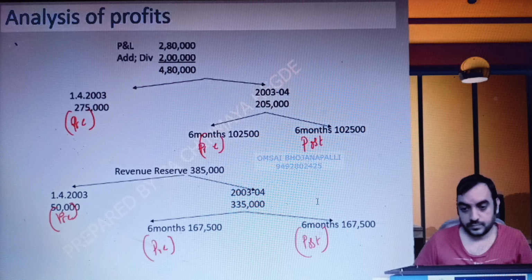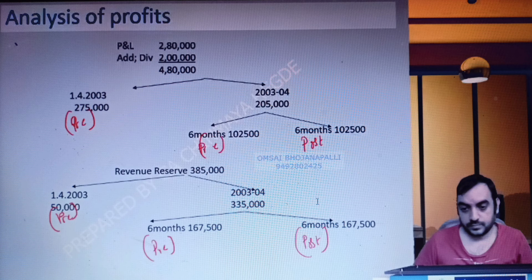Inventories stock 1,20,000 plus 36,400. Trade receivables. You have debtors also, bill receivable also. Add on 44,000. I'll write here. Plus 40,000 plus bill receivable 15,800. 99,800. Cash and cash equivalent, simple addition 14,500 plus 8,000. 22,500.